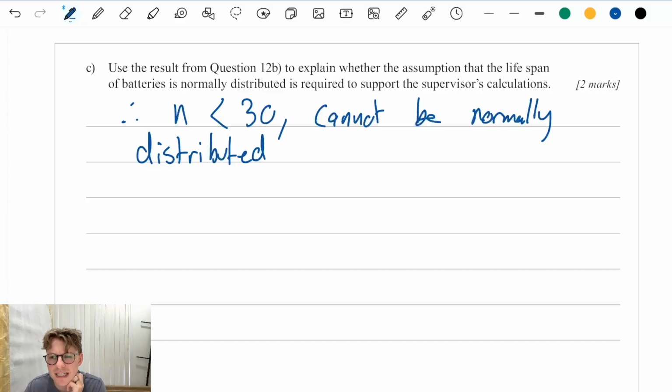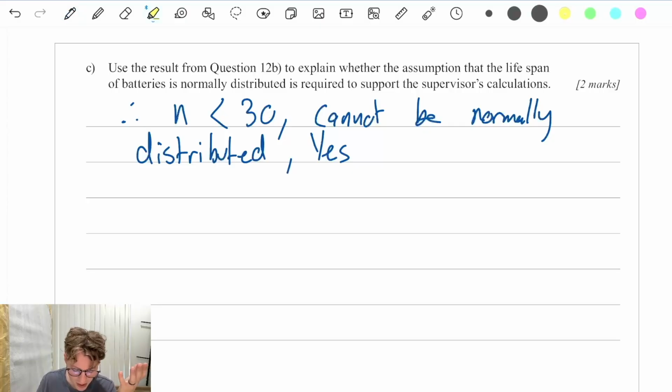Use result, explain, we did explain. Is the assumption required? This is a weird one. I actually remember solving this and having a really big conversation with students about whether the answer is yes or no, because it can't be normally distributed. But I believe the solution says you would answer yes, the assumption's needed, because the supervisor needs to assume it can, even though technically the assumption's incorrect. So this is one where I'm not going to worry too much.